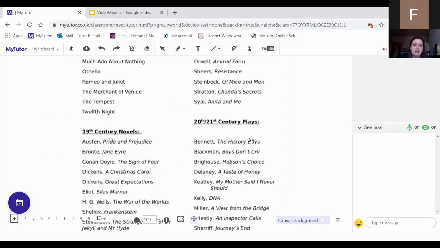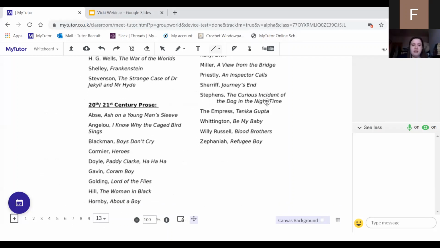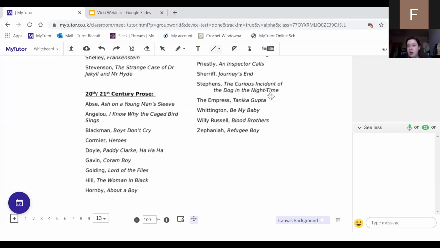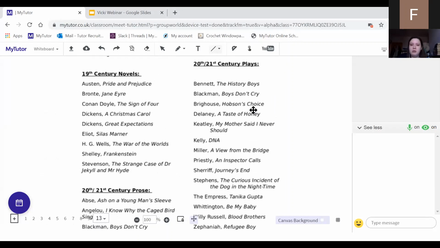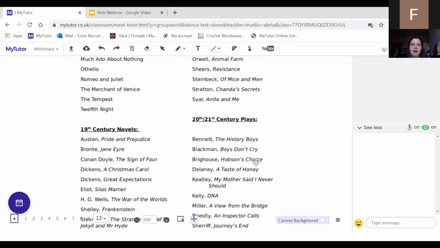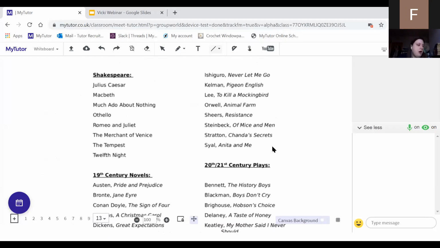So this is a huge list of everything that is on all of the GCSE syllabuses. What I'm hoping to do is to have this released for you in the resource pile when that's sorted out, so you can go have a look at these. Some of these you will be studying.